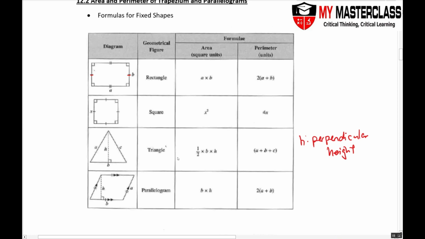Last but not least, your parallelogram. The area of your parallelogram is basically base times height. Essentially it is like a rectangle.